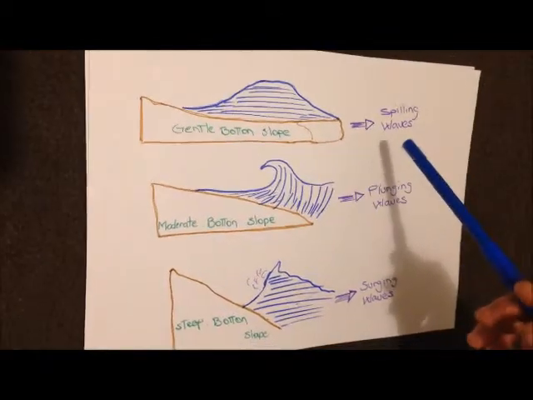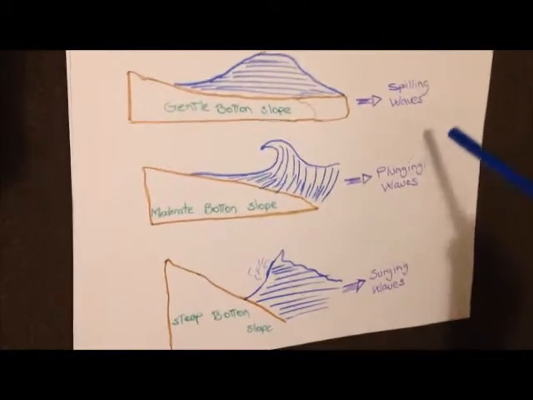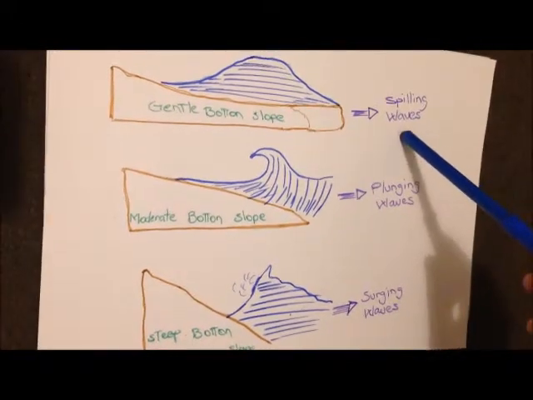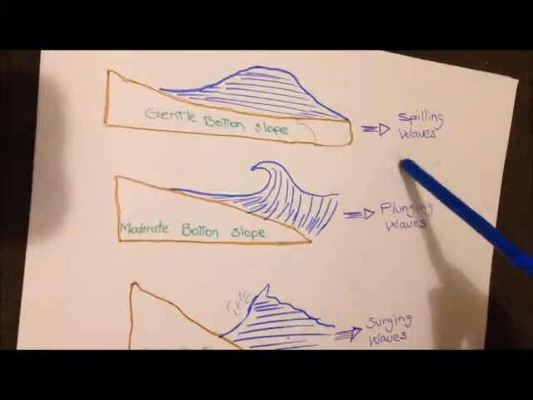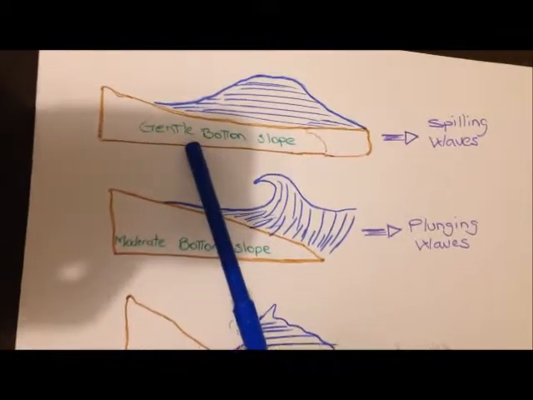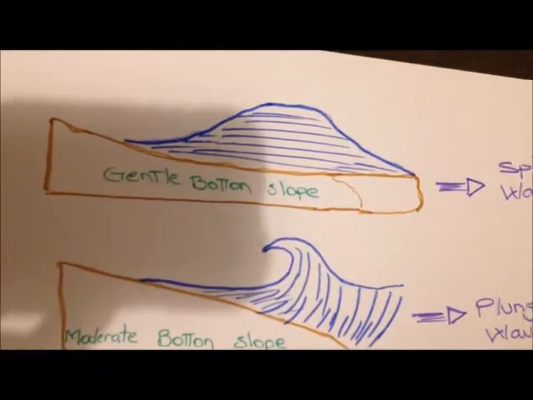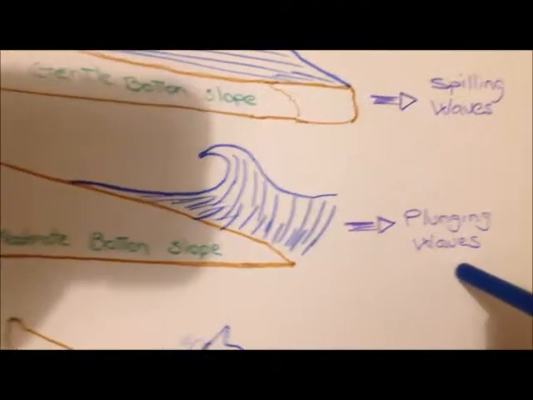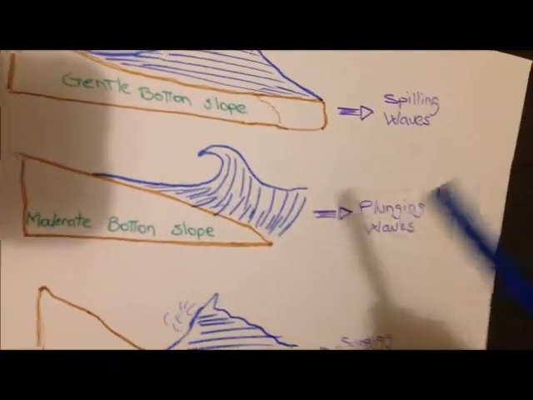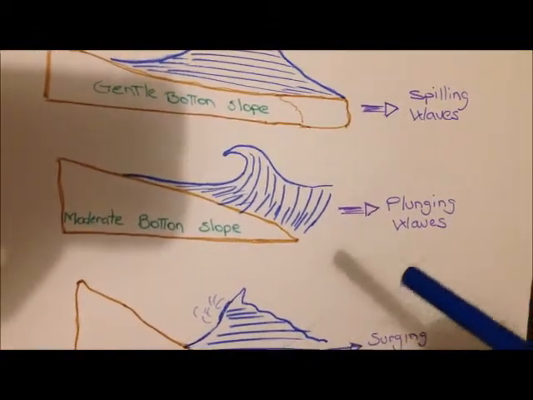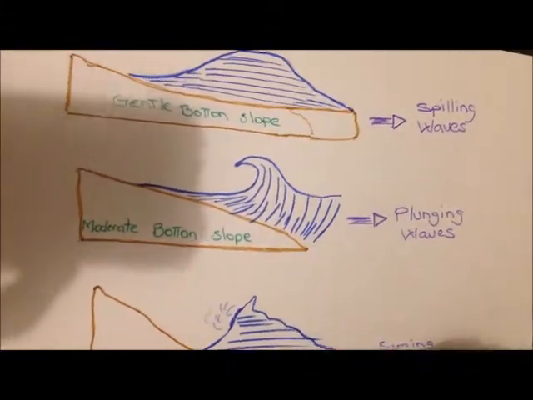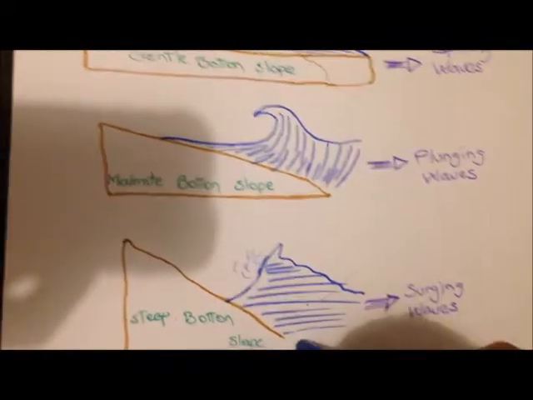Now we'll be talking about the breaking wave. Okay, so you have here the spilling wave. A spilling wave is a disturbance of the surface of a liquid body, such as the sea or a lake, in the form of a moving ridge or swell. So it's a gentle bottom slope. A plunging wave is when the ocean floor is steep or has sudden depth changes, such as from a reef or sandbank. Moderate bottom slope. A surging wave is a steep bottom slope.